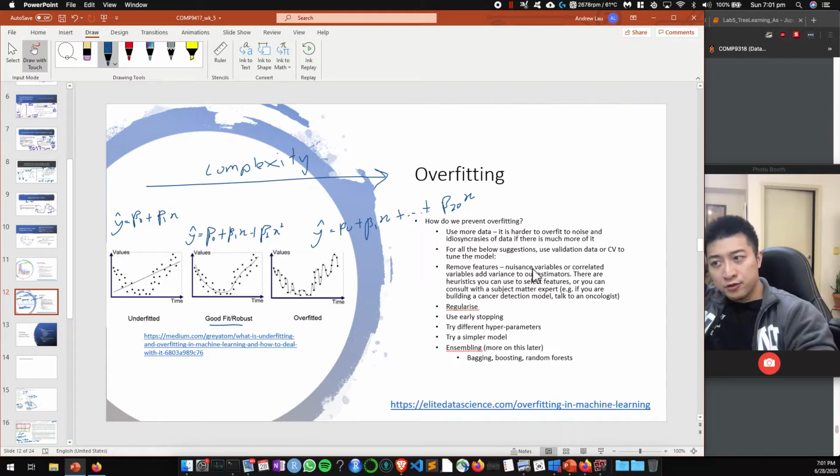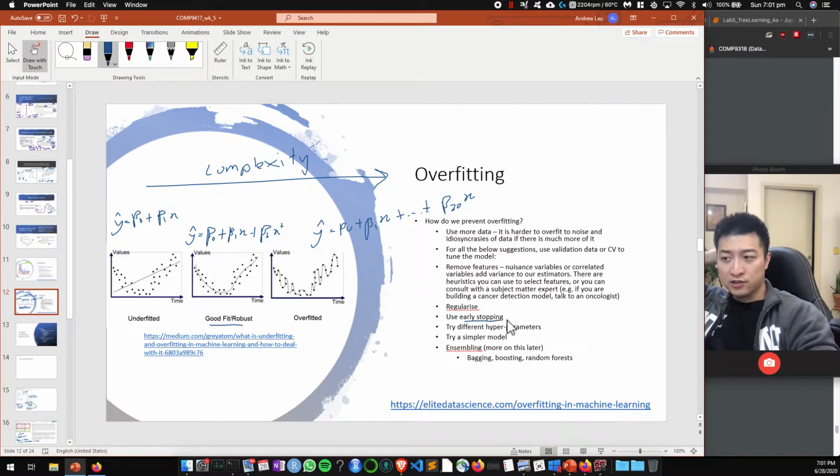There's other things you can do as well. You can remove nuisance variables or correlated variables. There just might be some random variables that don't really do anything. Maybe you verify this through feature importances, you've tested it, you've removed the feature and the model's still about right. There's also heuristics you can use to select features. You can consult with the subject matter expert. For example, if you're building a cancer detection model, you could talk to an oncologist about whether a feature is rubbish. You can use regularization.